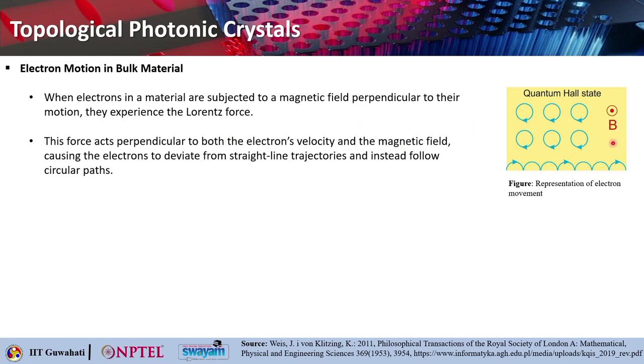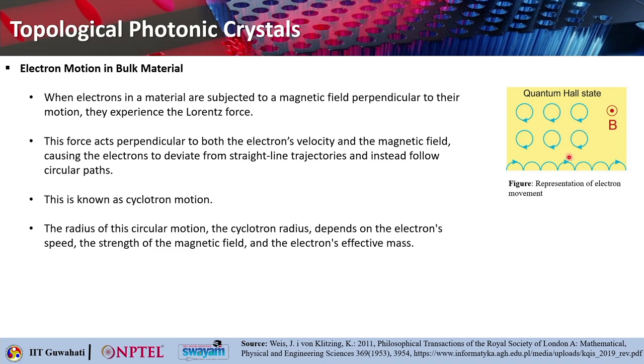When the electrons in a material are subjected to a magnetic field which is perpendicular to their motion, they experience the Lorentz force. This is how they are forced to follow a circular path. So, what happens? The force acts perpendicular to both the electron's velocity and the magnetic field, causing the electrons to deviate from straight-line trajectories and instead follow circular paths. This is known as cyclotron motion. The radius of the circular motion, also known as the cyclotron radius, depends on the electron speed, the strength of the magnetic field and the electron's effective mass.